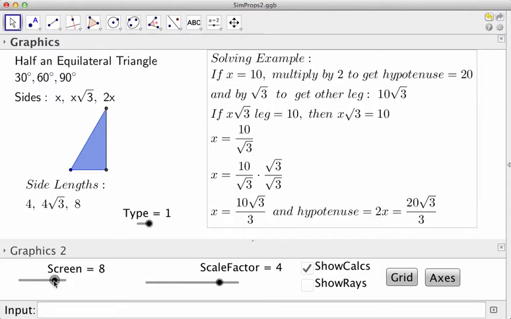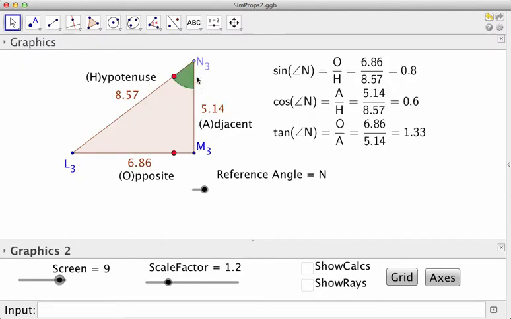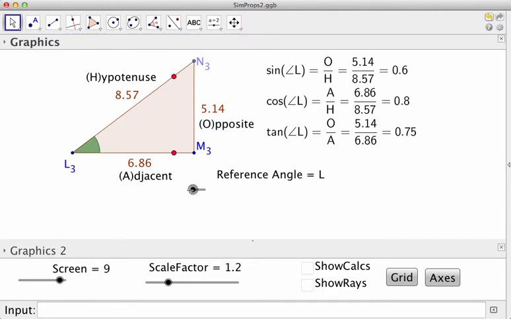When we get to screen 9, we see the basic setup for the trigonometric ratios that we've looked at. So let's say that angle L is the reference angle. That means that the ratio of the opposite side, 5.14, to the hypotenuse, 8.57, is the sine of angle L. That gives us 0.6. The cosine is 6.86 divided by 8.57, and the tangent is 5.14 divided by 6.86. We see all these ratios here.